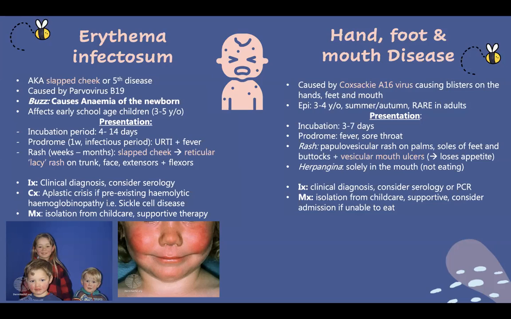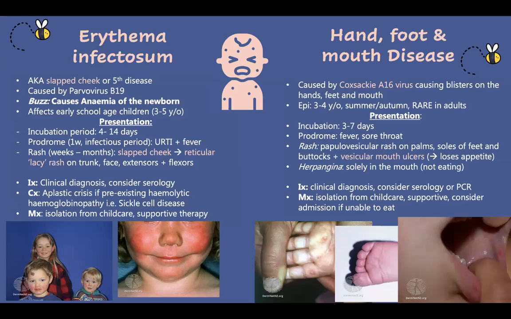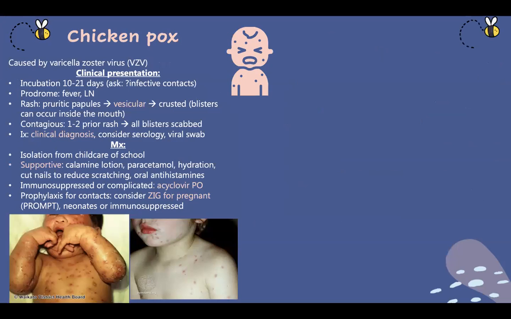And you can have these vesicular mouth lesions, which means that sometimes children don't want to eat and they can end up losing weight, and that can be the reason they present, and then you realize they have hand, foot, mouth disease. When it's solely in the mouth that it's affecting, it's called herpangina. Again, clinical diagnosis, can consider serology and just the same things as usual. So obviously hand, foot and mouth has all these lesions. It'll be quite obvious in the exam question.